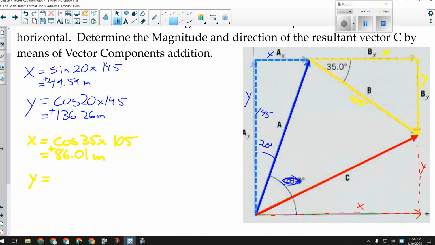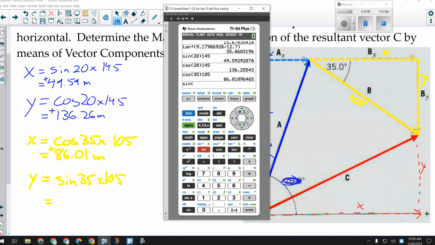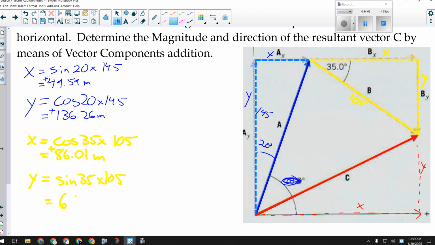Y will be the opposite, so I'll use sine for that. Sine of 35 times 105. Okay, so 60.22. Is that number positive or negative? Yeah, it's negative because it's pointing down. So compared to this y, which was up, this one is negative.